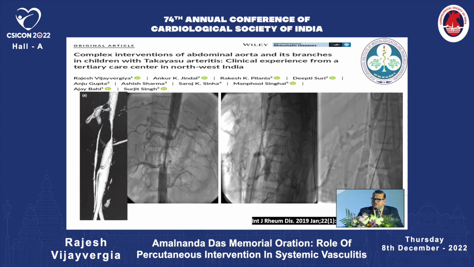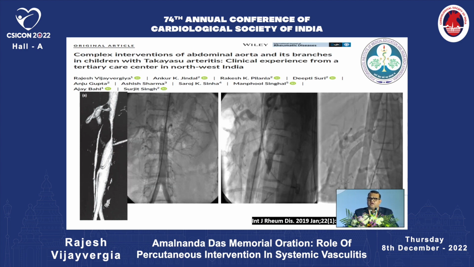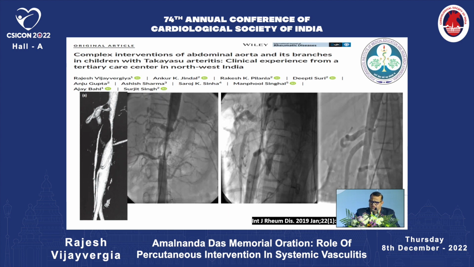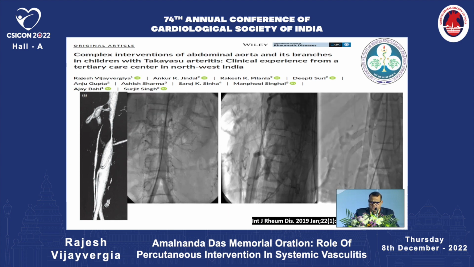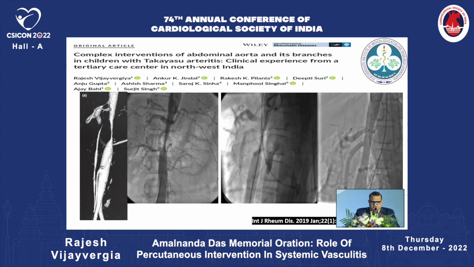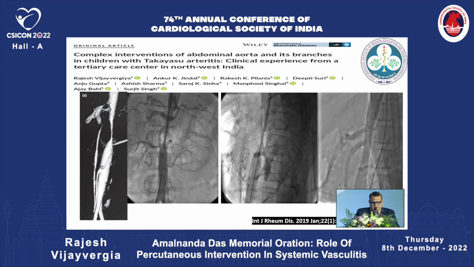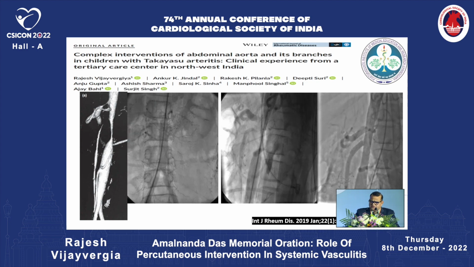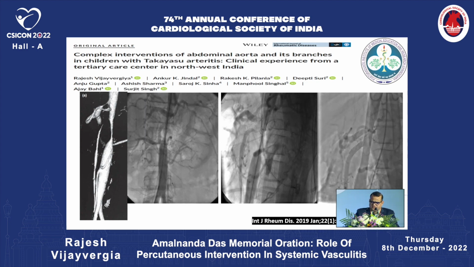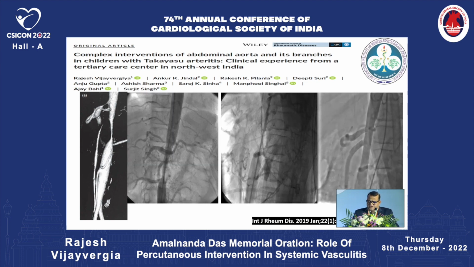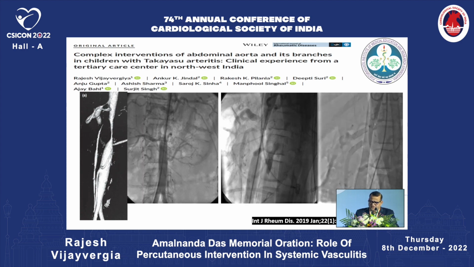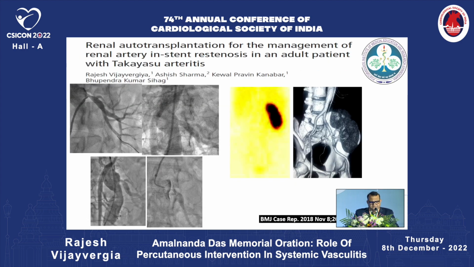We have published on complex abdominal aorta and abdominal aortic artery intervention. This is a series of 8 patients, children less than 16 years of age, and one of the cases had aortic obstruction with mesenteric ischemia, which was successfully treated with a self-expanding and a balloon expandable stent, respectively.